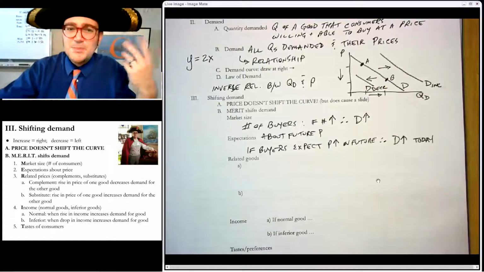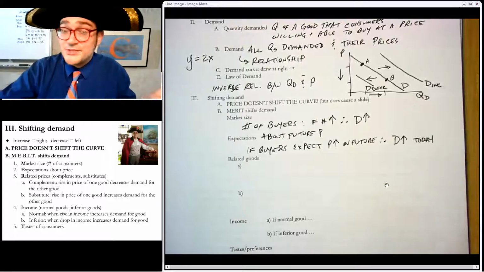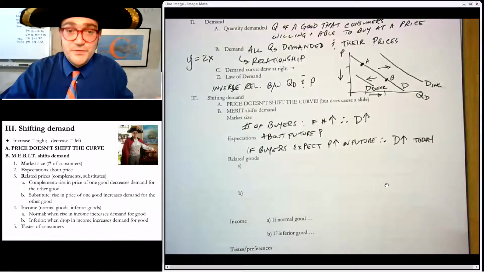It's like the thing about Black Friday. Not too many televisions get sold in the last week of October and the first week of November because a lot of people are waiting for Black Friday.